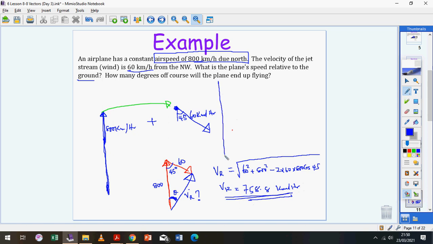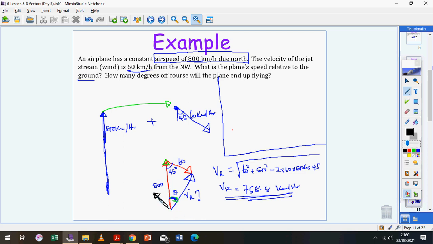So after getting that, I need to know how many degrees off course the plane will end up flying. I hope you can see and appreciate the beauty of mathematics, that if a plane wants to fly direct north and there's a wind blowing at it from the northwest, that plane will veer off course by a certain angle, and I can calculate that angle. And if I'm a pilot, I can know ahead of time to compensate for that angle by starting off that many degrees this way, so that I already compensate for the effect of the wind.